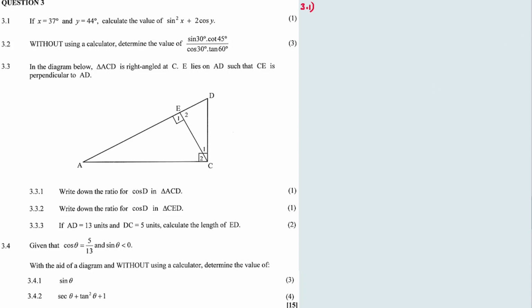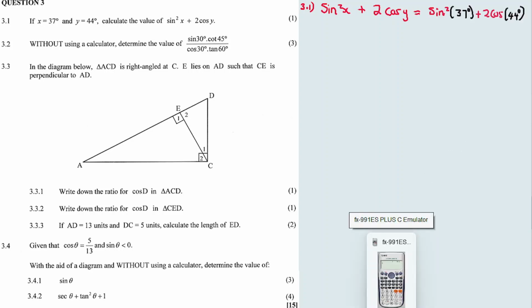This is where you collect my marks. So it's sine squared x plus 2 cos y. So la kuno x khona ngiyofaka 37 degrees, la kuno y ngifaka 44 degrees, right? So I substitute, and then komele siyiphanje ku-calculator.